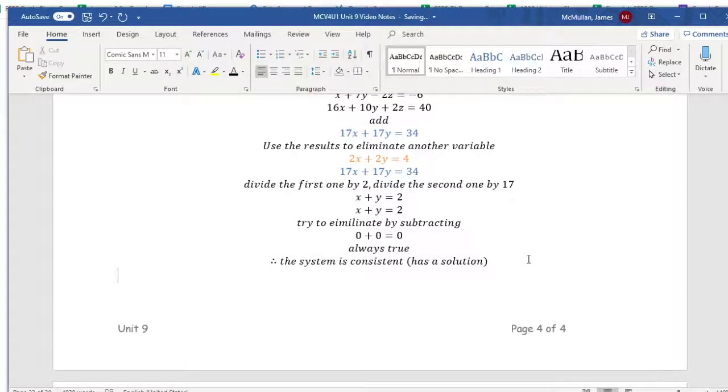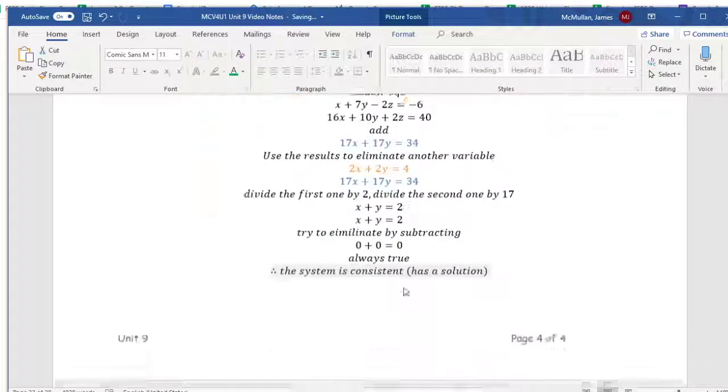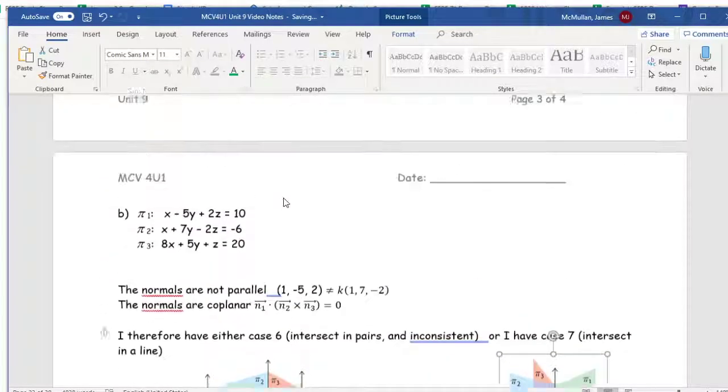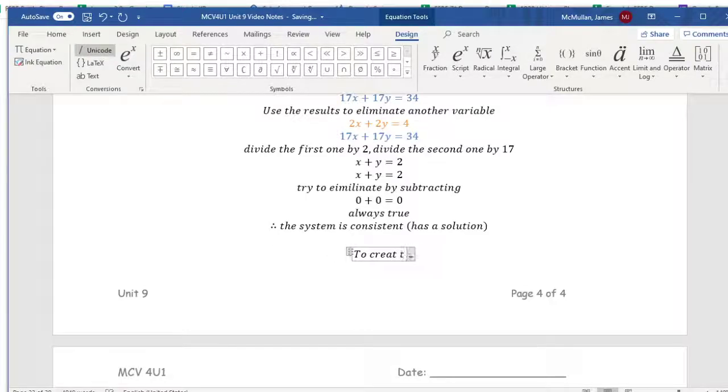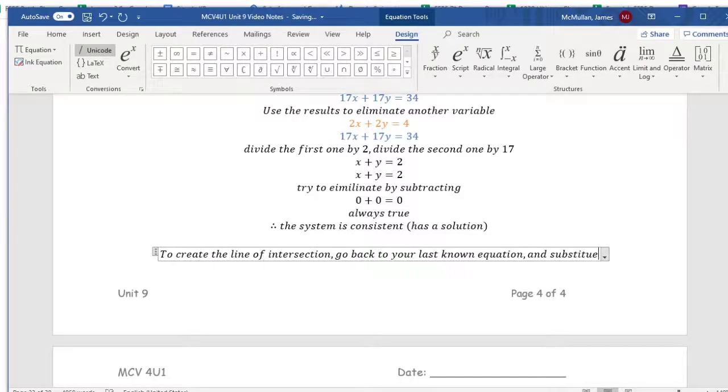So, again, what do you do when you get down to this? You're in case 7, and you get down to this 0 plus 0 equals 0 thing. What are you supposed to do next? So to create the line, okay, go back to your last known equation and substitute a parameter t, like what we were doing yesterday.